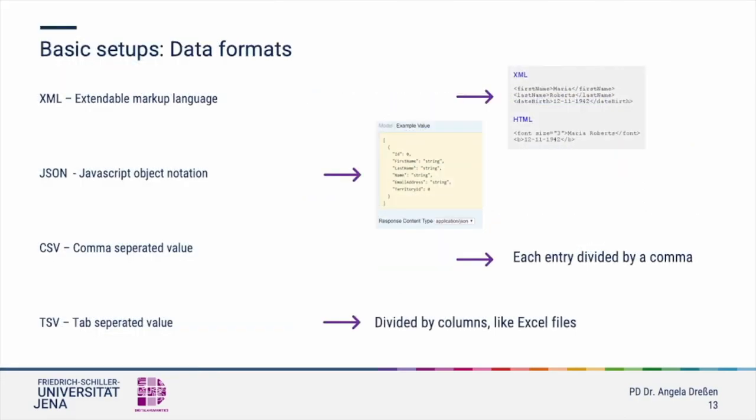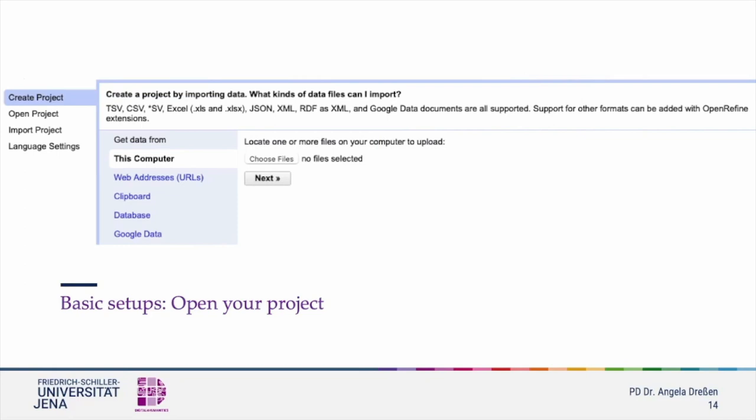Several file formats are compatible with the OpenRefine program. For example, XML, JSON, CSV, and TSV. Often, JSON and CSV work better than the other two. There are several ways how to create a project and upload it into OpenRefine. You can either upload a file, copy and paste a URL from a web address, copy and paste data directly into the clipboard, upload a database, or use data from a Google Sheet. Once you have decided which option is best for your data, you can click on Next.